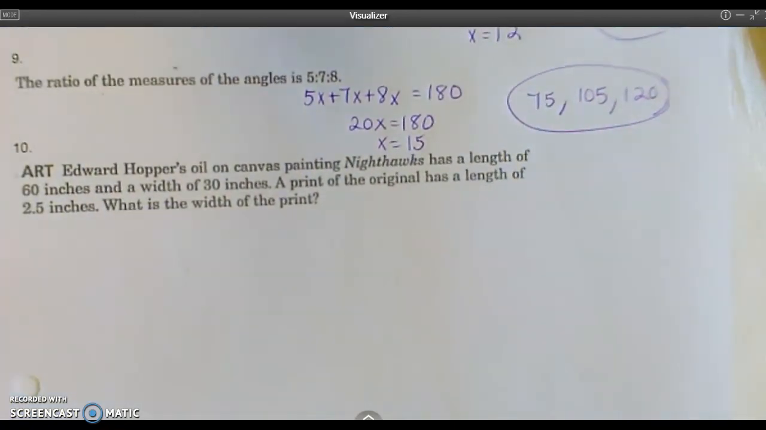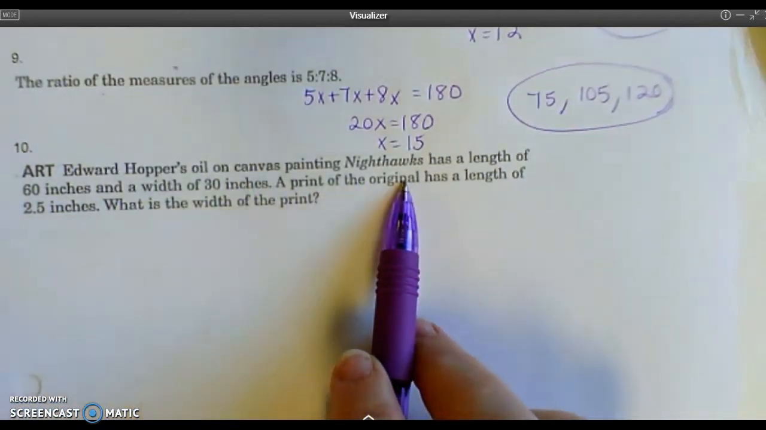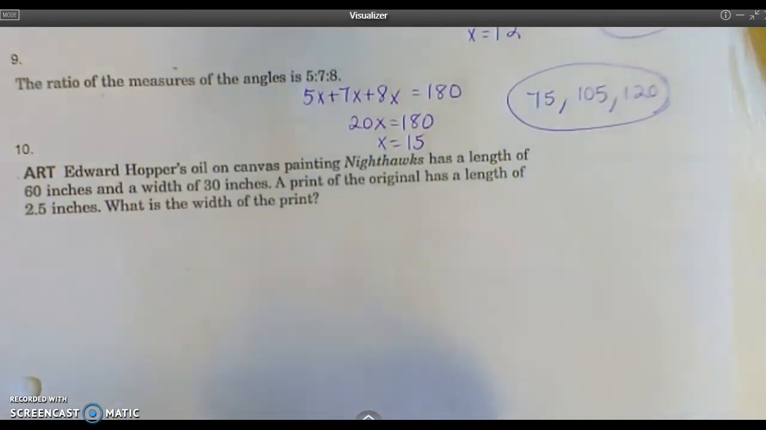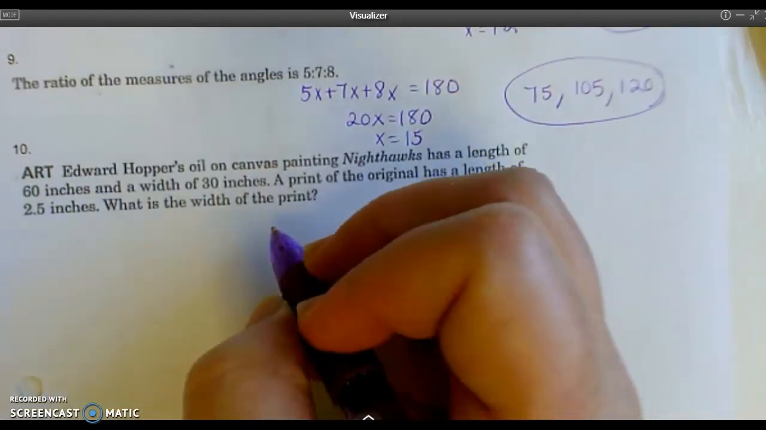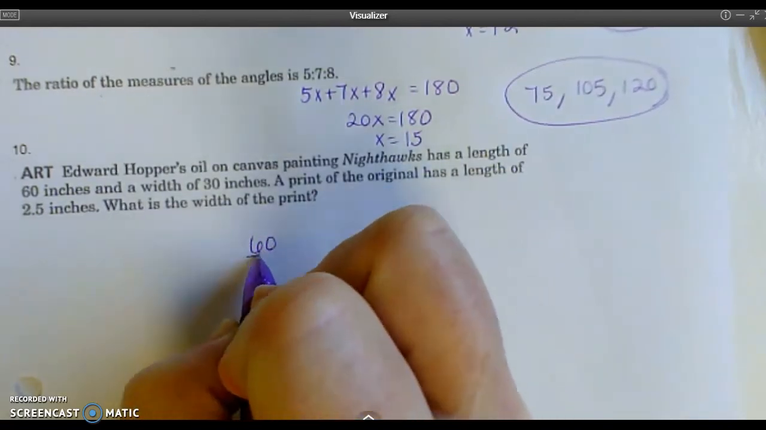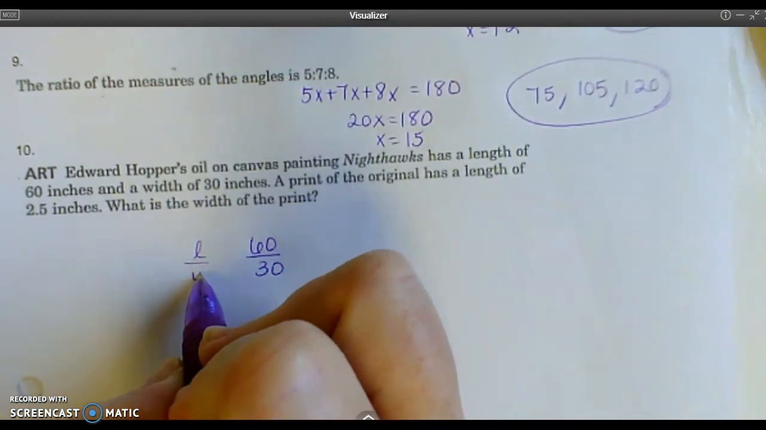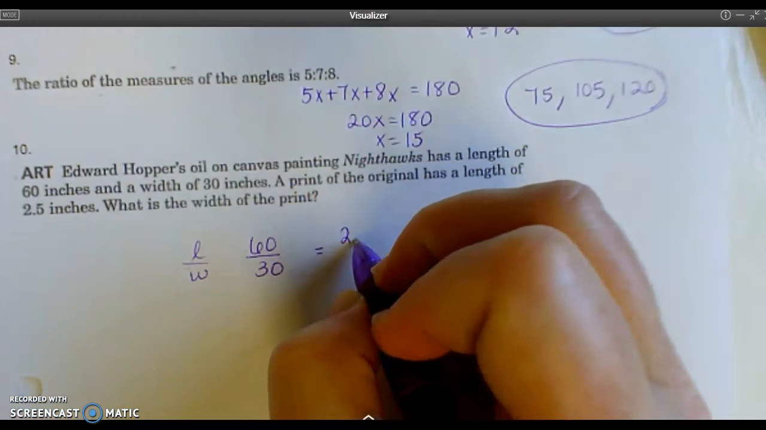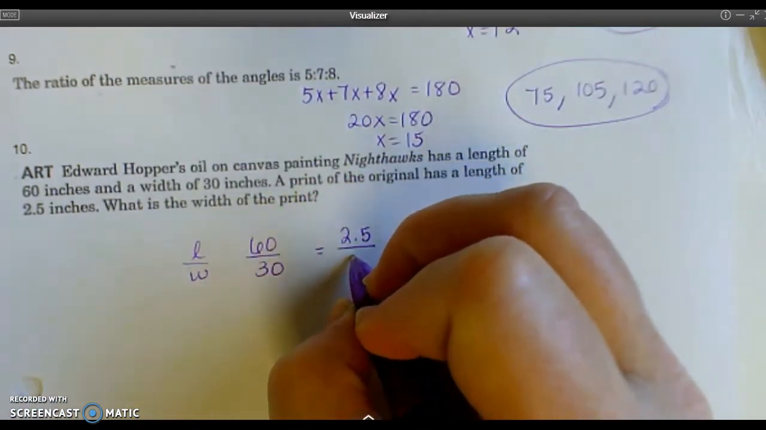Last question. We have this painting with a length of 60 inches and 30 inches. And the original length has a length of 2.5 inches. And what is the width? There's a couple ways you can do it. You can do it like a proportion, or you can do it like a ratio. I actually think a proportion is easier to solve it, because basically what this is saying is if I divide 60 by 30, because that's the length over the width, I should be able to divide the length over the width here. We know the length is 2.5, and the width is what we're looking for, so we're just going to put a W or an X right there.